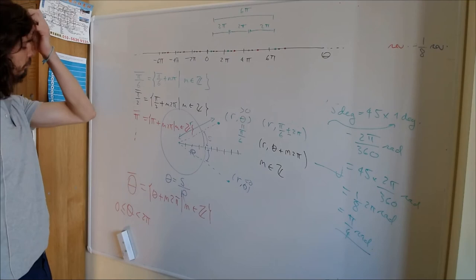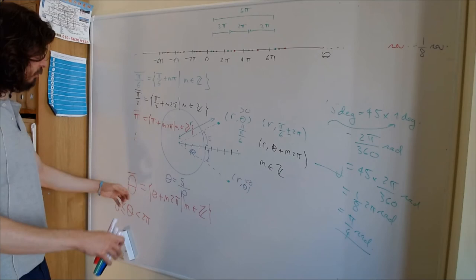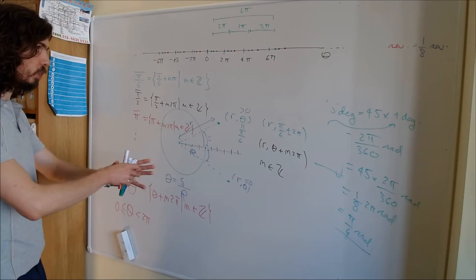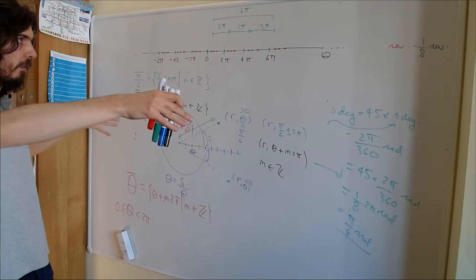So, in a sense, if you make the union, that is, if you join all the members of all the angles in these sets, you just reconstitute the entire real line. I don't know if this is obvious. It's like these sets create a partition. They partition the entire real line. Okay?